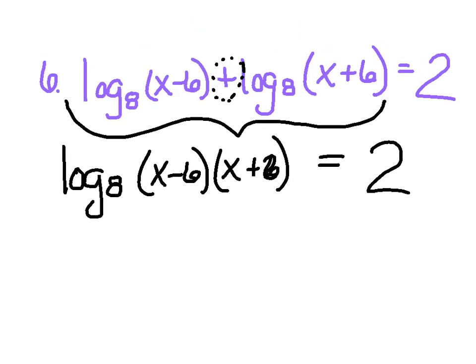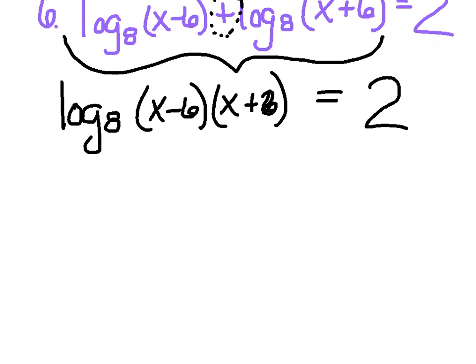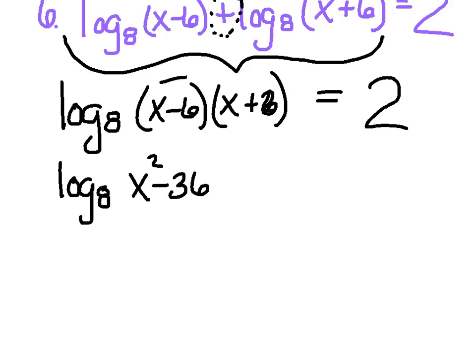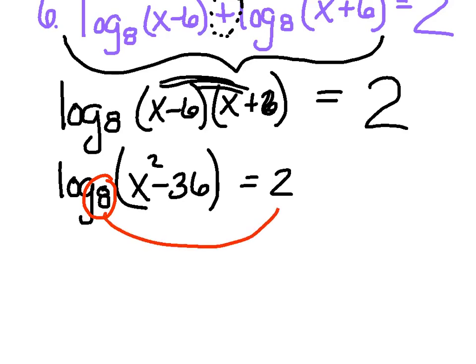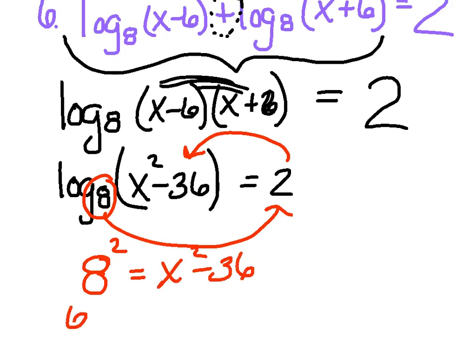Oopsie, what did I do? I'm going to keep cleaning this up and say this is x squared minus 36 when I FOIL all that out, equals 2. At this point, I'm just going to go back to the previous style I was doing in the first 2 or 3 examples, and I'm going to convert to exponential form. And again, draw a circle around your base and make your arrows if you're stuck. Convert to exponential form. So I've got 8 squared equals x squared minus 36.